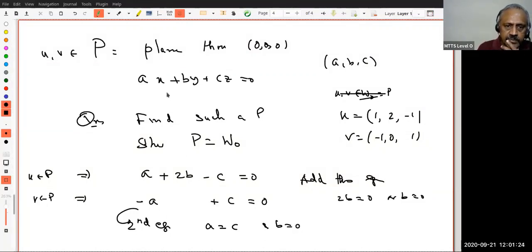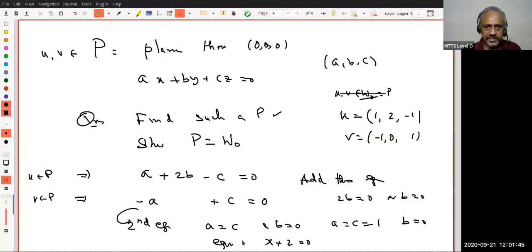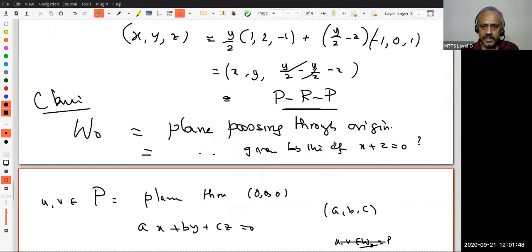This is the equation. Now, since A and C have to be equal, what can I do? I can take the simplest scalar. Take A equal to 1. Therefore, take A equal to C equal to 1. Of course, B has to be 0. Then what is the equation? Equation of this is x plus z equal to 0. So we proved this. There is a plane which we already guessed here. You see that? We proved it here.